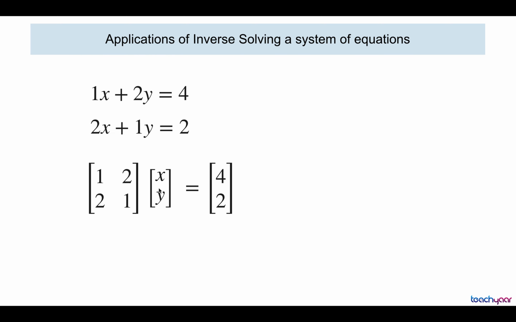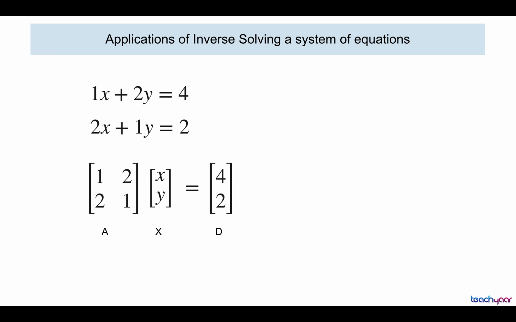Now why is this matrix formulation equal to this? Think about it. You are probably familiar with matrix multiplication. If not, please go check out one of our videos on matrix multiplication. But what you get here is 1 times x plus 2 times y equal to 4, and 2 times x plus 1 times y equal to 2, if you just multiply through this. So we've basically taken this system of equations and put it in matrix form.